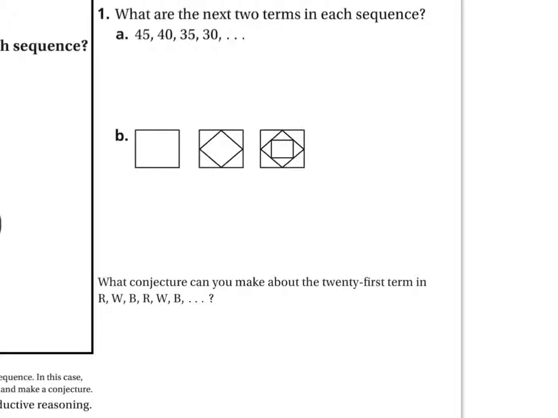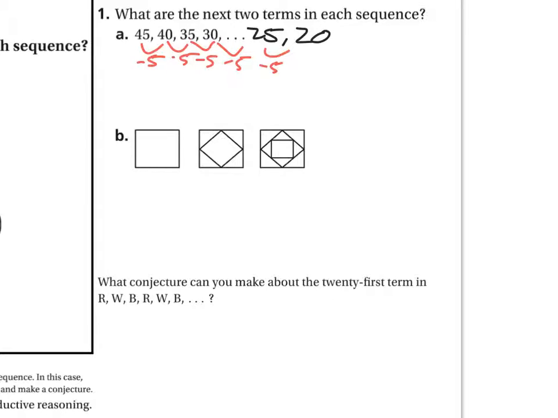Okay, so coming back together here, let's see what we can discover. In our first example, we have 45, 40, 35, 30. What pattern's going on here? Yeah, we're subtracting 5 each time. So minus 5 there, minus 5 there, minus 5 there. So 30 minus 5 gives us 25. And then 25 minus 5 is 20. So there's our next 2 numbers in our pattern.